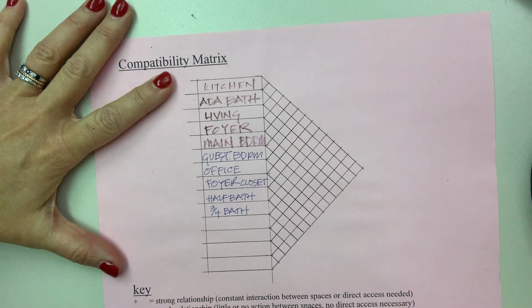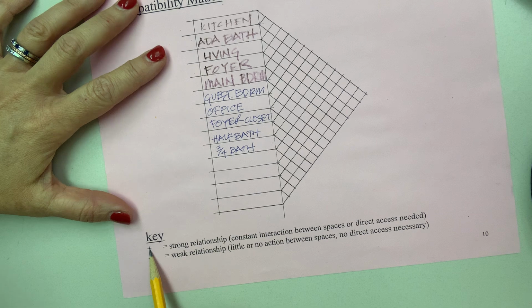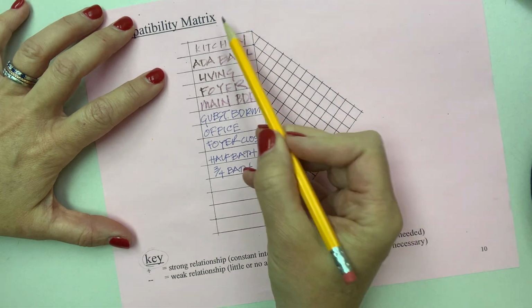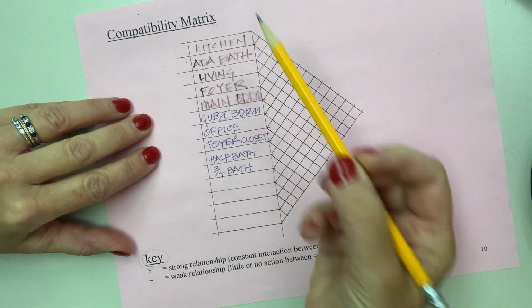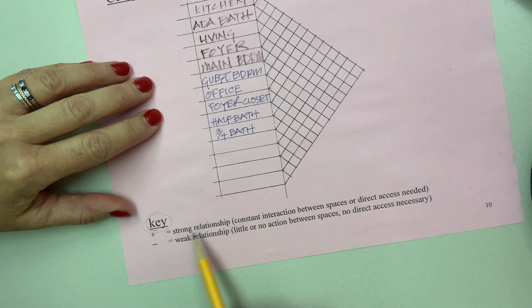When we have a strong relationship, you have a plus symbol. And we want to make sure that we have that as a key at the bottom. Sometimes students will make this compatibility matrix as they've been directed and they leave this key out. This is really critical. What we're trying to do are what we classify as strong and weak relationships.